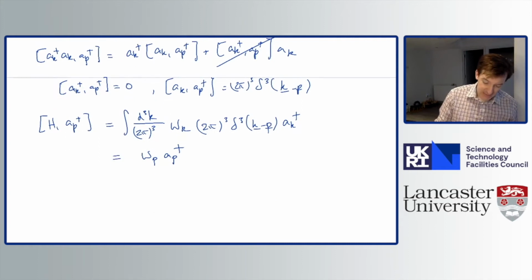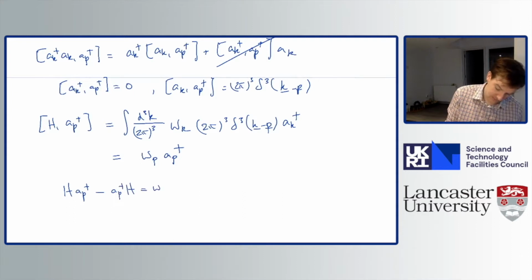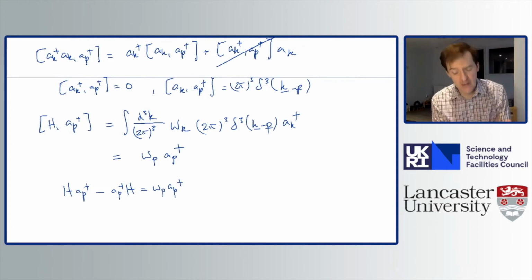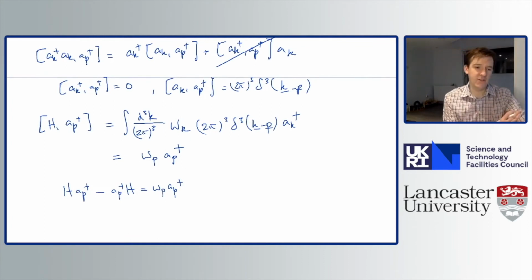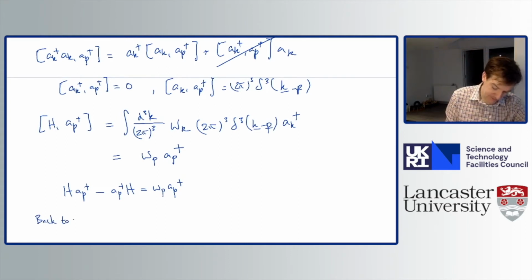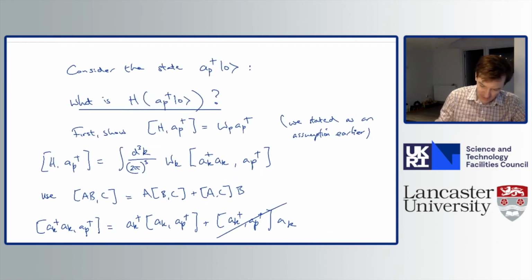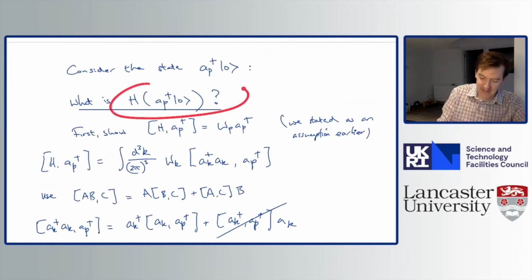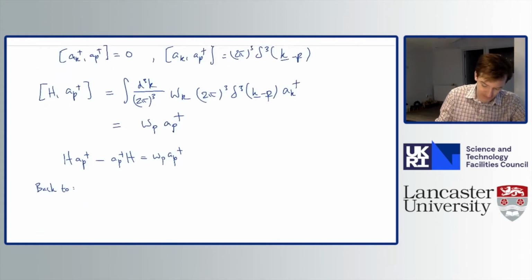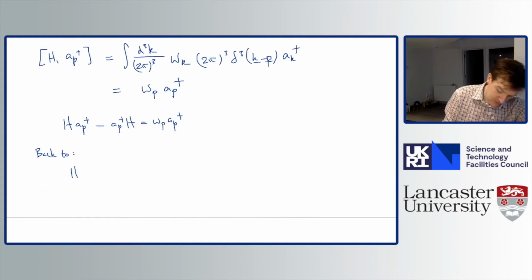Okay. So what does this relation mean? This relation means the following: that H A dagger minus A dagger H is omega A dagger. So this is the relation that we want to use when we go back to the thing we wanted to calculate. Okay, so this is really what we want to calculate, H A_P dagger. Back to H A_P dagger.